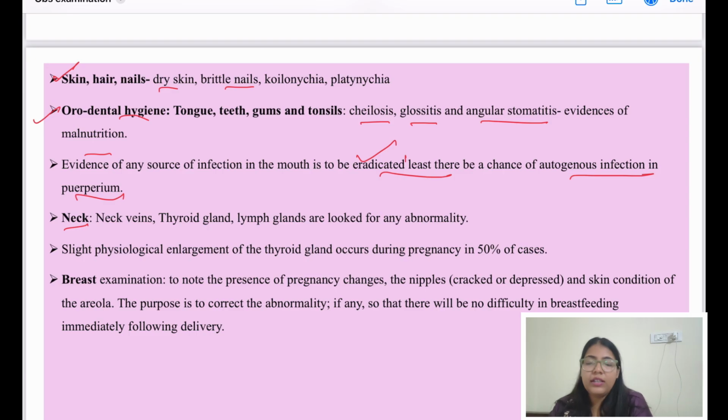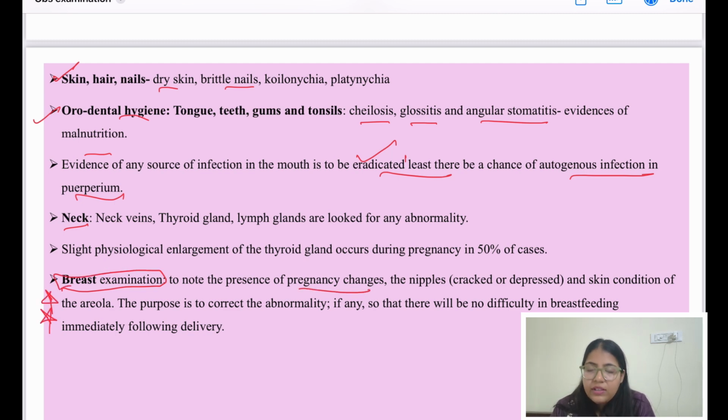You also look for the neck veins in the neck, you look for the thyroid gland. Normally in around 50% of patients, the thyroid gland may be slightly enlarged, but any abnormality you see, like more than normal, if you can palpate any lump or any mass in the neck, you should always report it and evaluate it for the patient. And breast examination, it is very, very important.